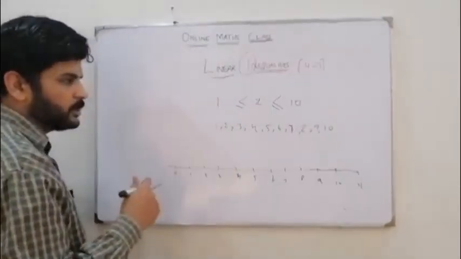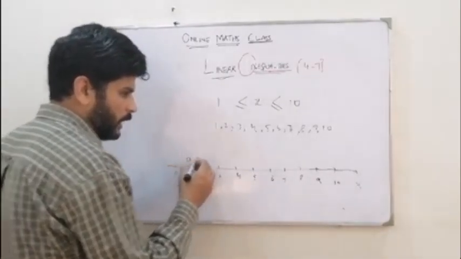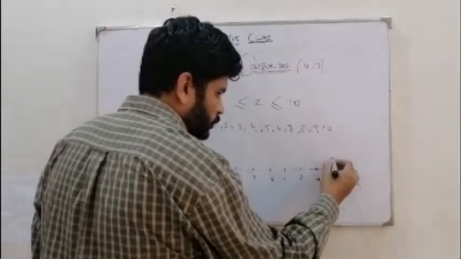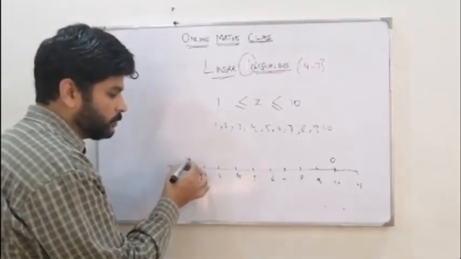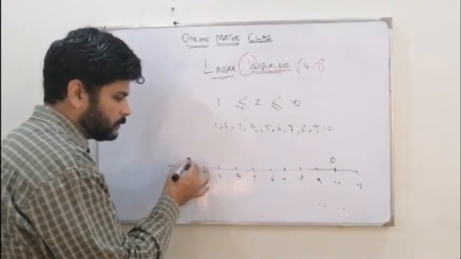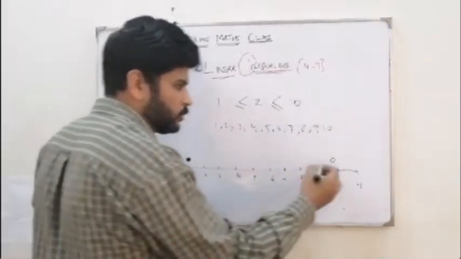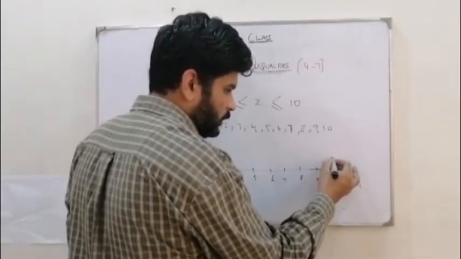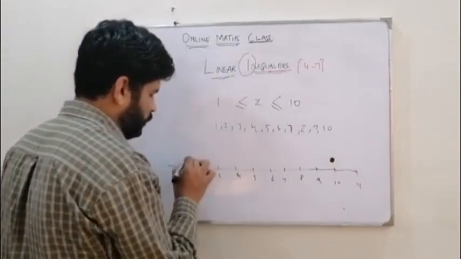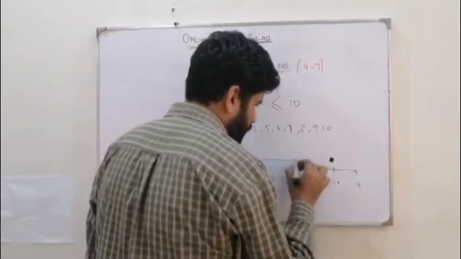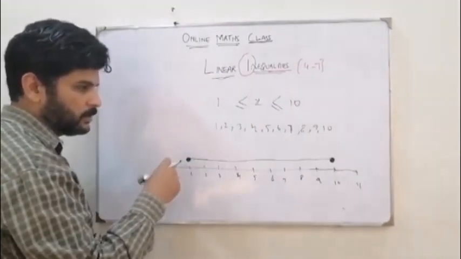Right? So since you have to start from 1 and you have to go till 10, you drop two circles here, but this circle should be filled, solid circles, and these should not be hollow ones. I'll tell you the reason why it should not be hollow ones. And you should join this with a straight line by the scale. So this is the number line that represents this equation.